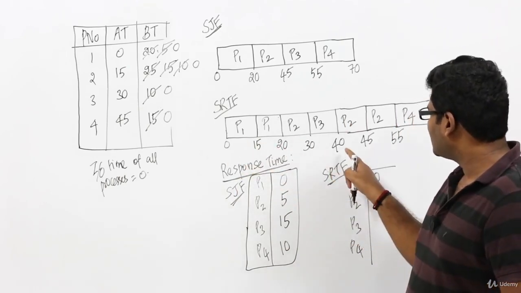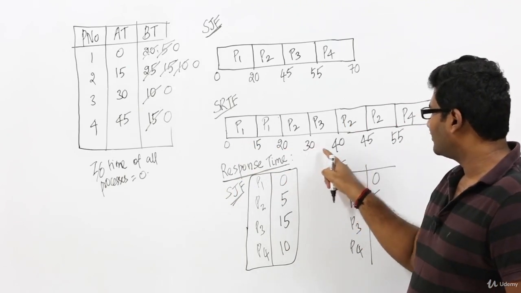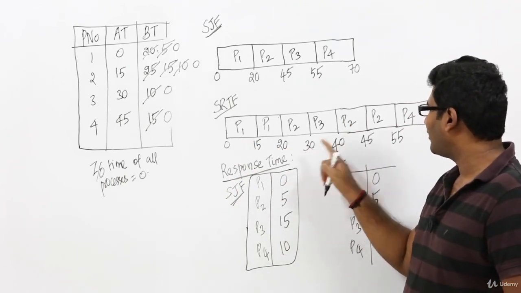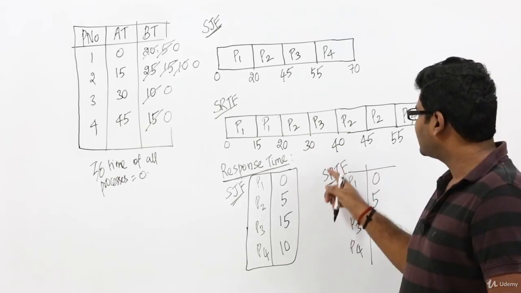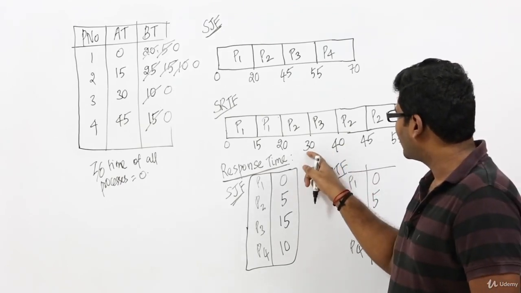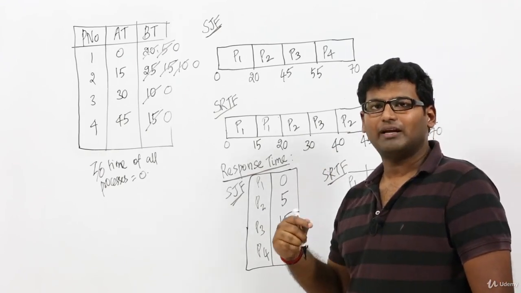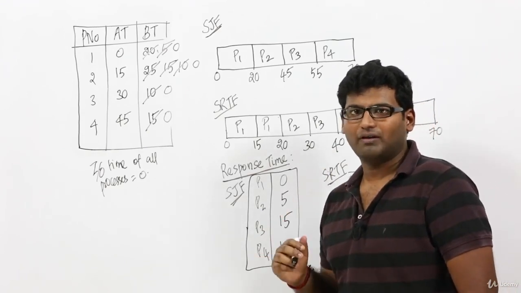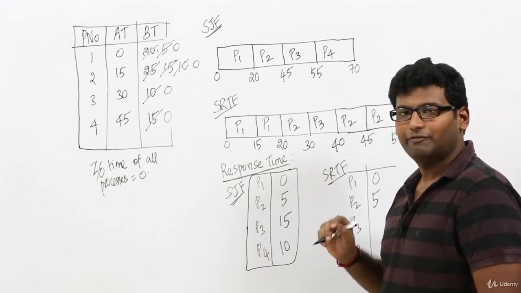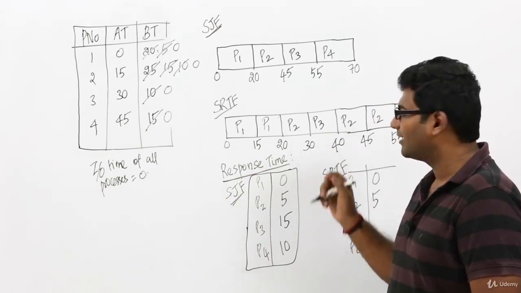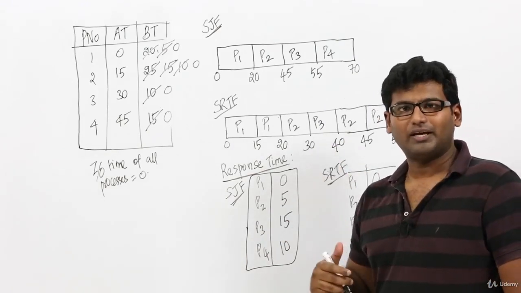After that, it has waited for 10 more time units, right? This should also be counted in case of waiting time. But in case of response time, we don't count this, because response time is nothing but the initial time waited by a process before getting the CPU. In case of waiting time, we need to count this as well. That is the difference between response time and waiting time.